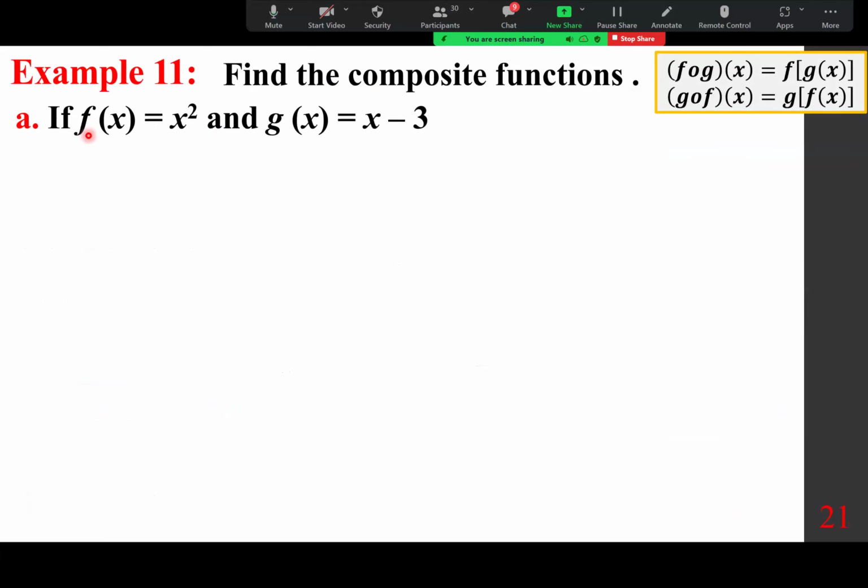We want to find the composite function for f and g, where f is x squared, g is x minus 3. F of g is f of g of x. That means replace the x with x minus 3. So f of x minus 3, which means x minus 3 squared. And you can keep it as that. You don't have to square it.